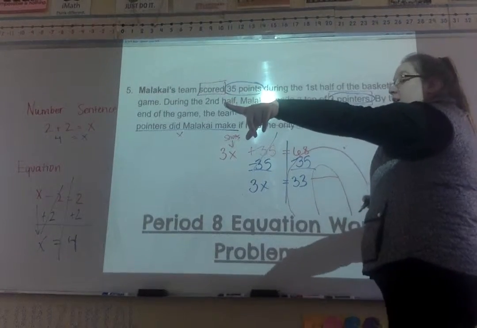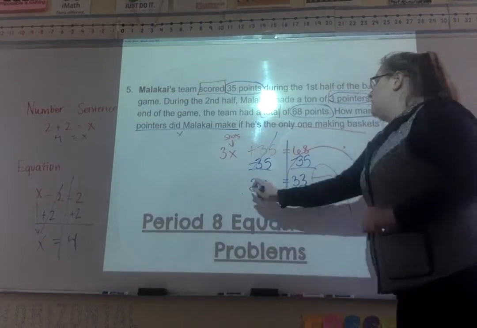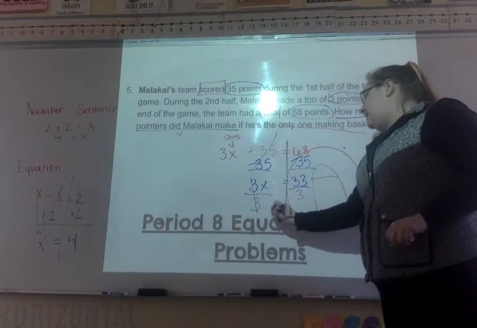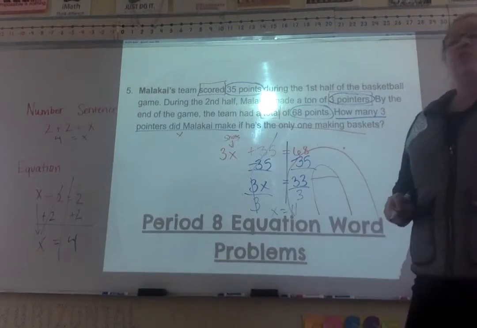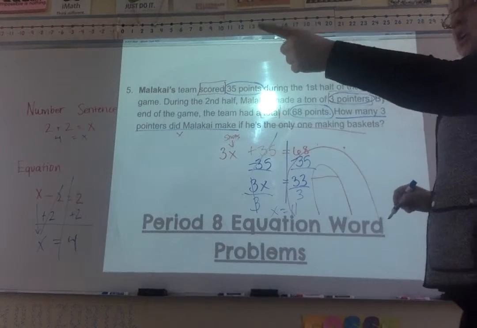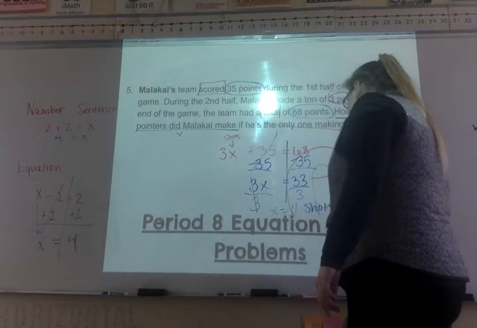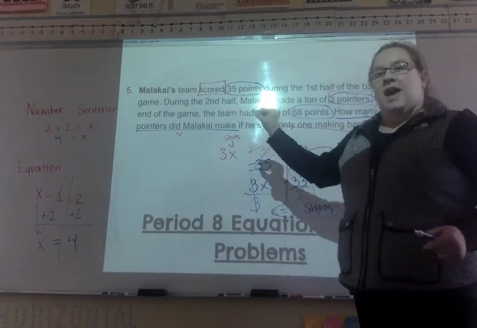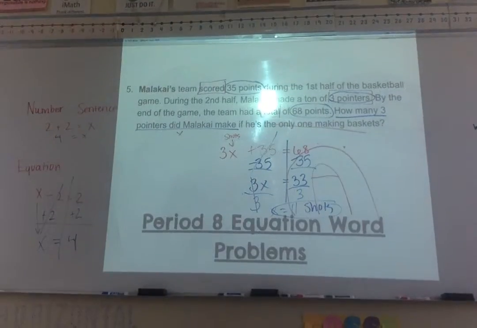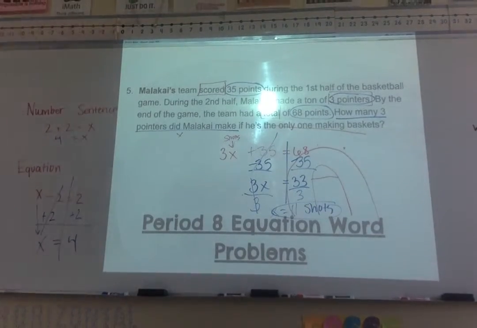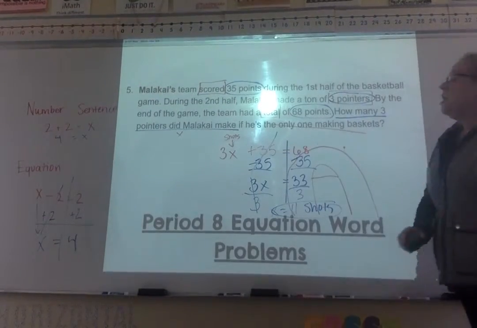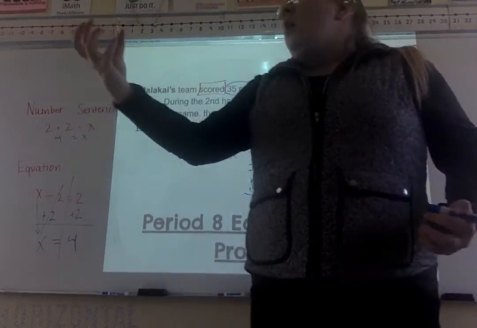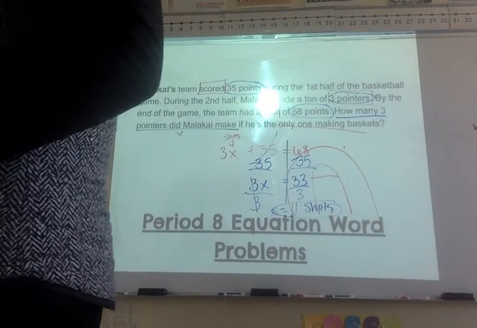Divide by 33? Sorry. Divide by 3. It's 11. Because I need to get rid of that. I need x to be by itself. So divide by 3 on both sides, and x does equal 11 what? What's our unit here? 11 three-pointers. 11 three-pointers or 11 shots. Yep. Good. So do you guys see how things are happening to x here, and it's not just by itself? Yeah. All right, so you got to put x in your equations.